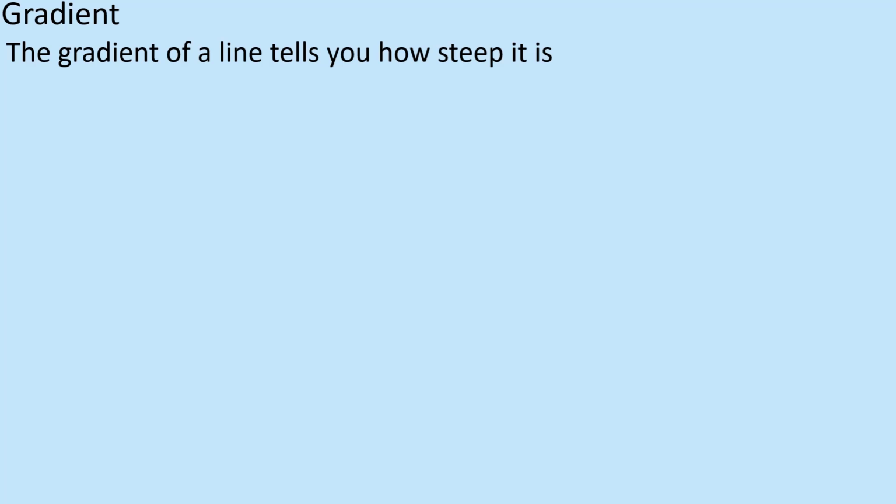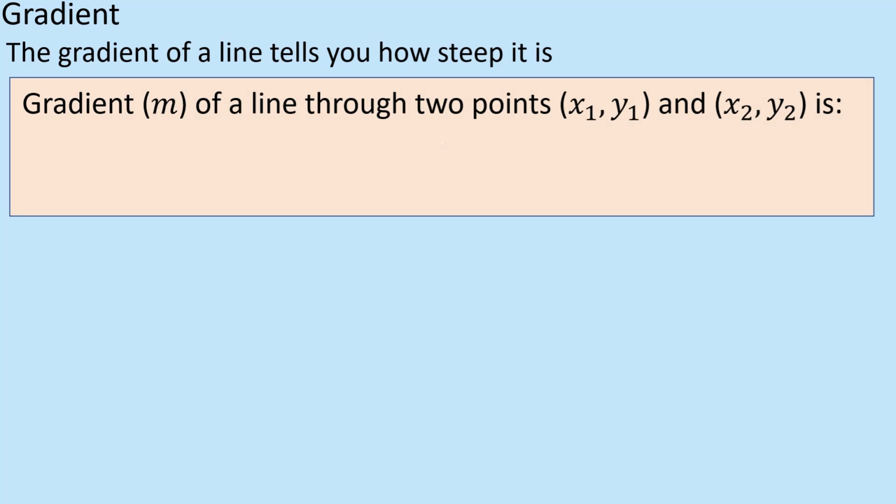All right, so gradient essentially is how steep a line is. So if you've got two coordinates which appear somewhere on a Cartesian grid or on an XY plane, then the easier way to find how steep something is, is to find the difference in the two y values and then the difference in the x values. And you'll see the formula given a little bit like this.